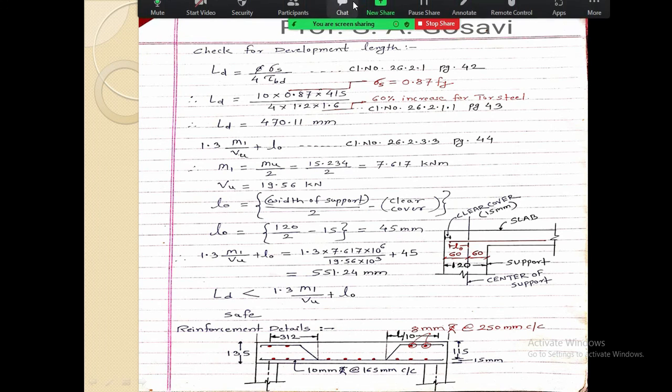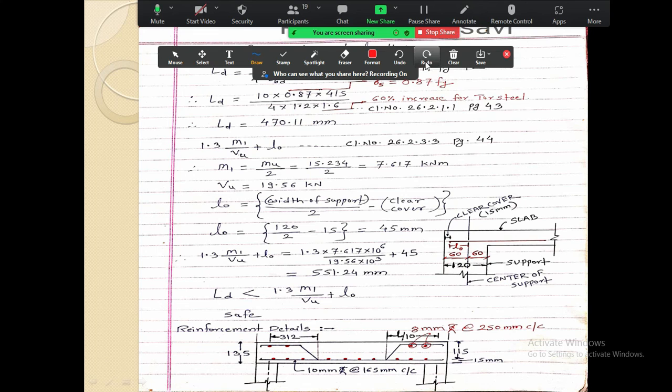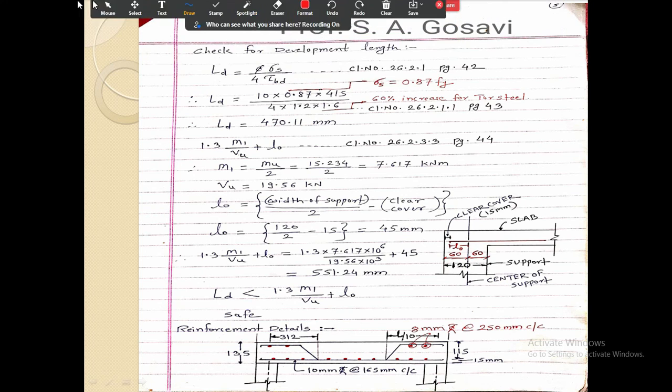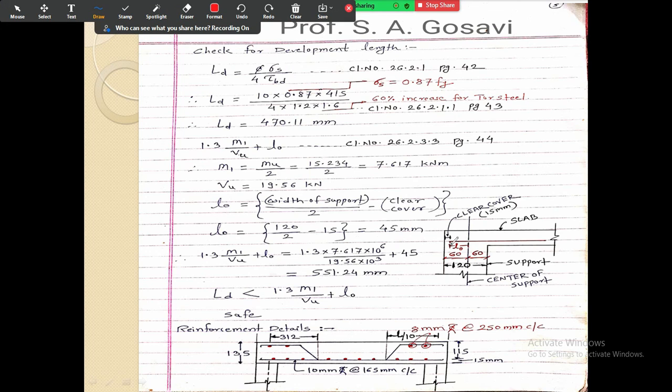Okay, so finally we come to the final stage. Here you can see this is your L0, this length. You can clearly see where L0 is given over here. This length is L0 from this point to this point. Those who did not understand in DCS 1, please have a look. This is your L0 length from the center of support to the clear cover. This length is L0. That is why we are using this formula to calculate L0.